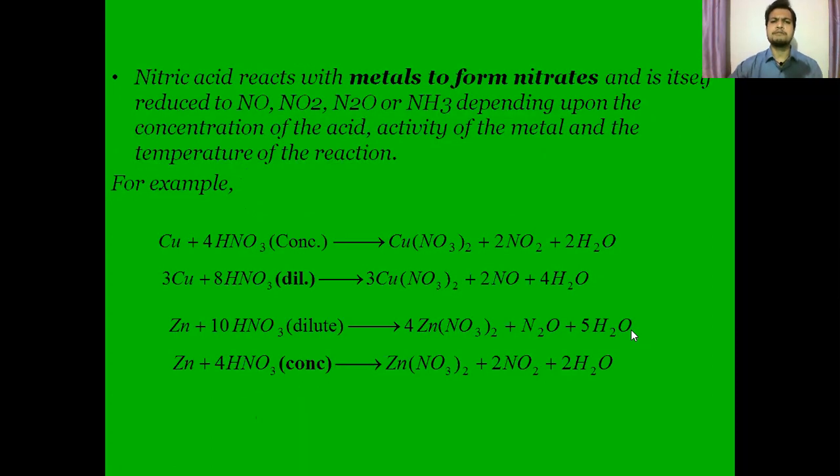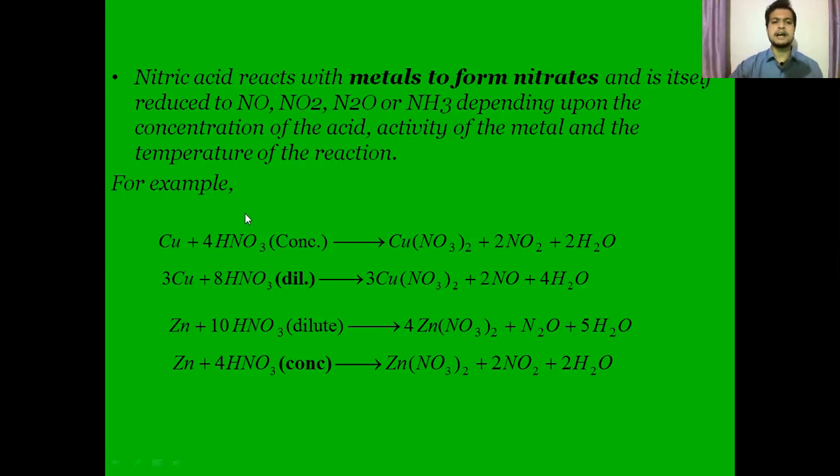Coming to the oxidation of metals, whenever nitric acid reacts with a metal, remember that they always form metal nitrates, and the nitric acid itself is reduced to nitric oxide, nitrogen dioxide, nitrous oxide, N2O, or ammonia, depending upon the concentration, the activity of the metal, and the temperature. So the reaction with a metal depends on the temperature, the concentration, as well as how active the metal is. That will decide what the nitric acid will get reduced to. But the metal always gets converted to metal nitrates. So let us see two very common examples, copper and zinc.